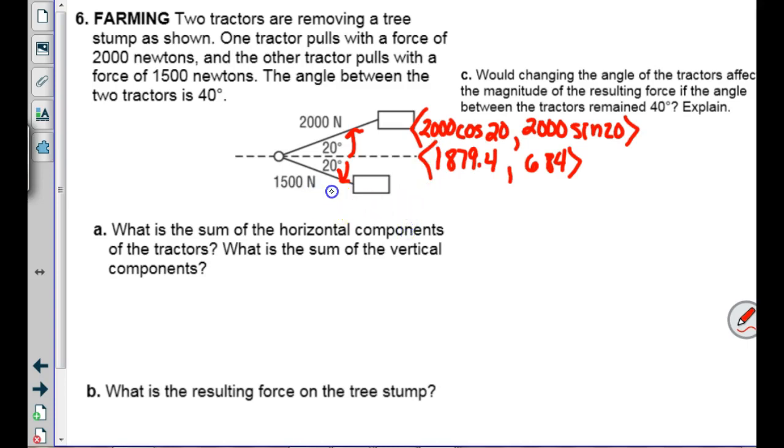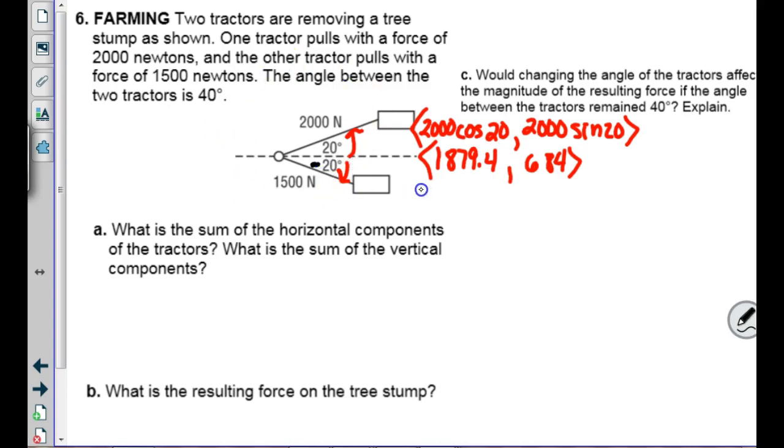Okay. What's different about this one? 2 things. This tractor is not pulling as strong on the stump, right? And what else? It's a different angle, so what are we going to do? What is that angle off the positive x-axis? We can't use 20 because it's pulling down. Can we just make it negative 20? Do you see what I'm saying, guys? If we do 20, it's going to wind up in the first quadrant too. You could use 340 if you wanted to go all the way around, but negative 20 will work.